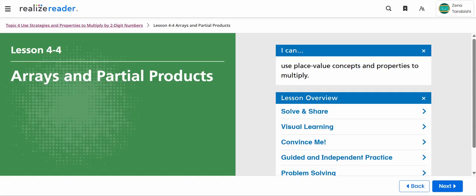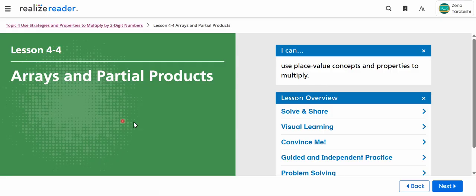Hello, fourth grade. Welcome back to topic 4, use strategies and properties to multiply by two-digit numbers. Lesson 4, arrays and partial products. In this lesson, our goal is to use place value concepts and properties to multiply. We're going to be talking about how you can use two-digit numbers to multiply with other two-digit numbers, but we need to talk about how that's going to happen.